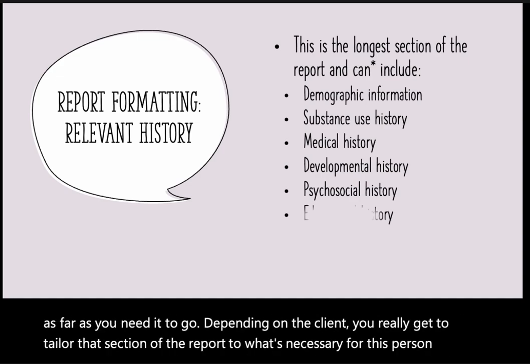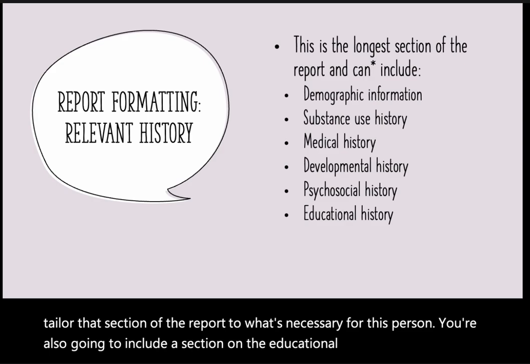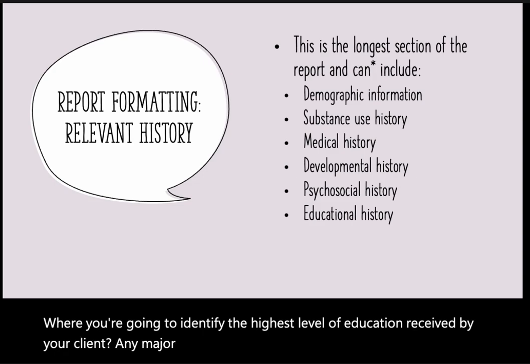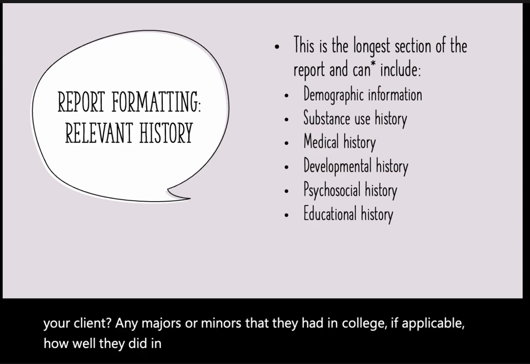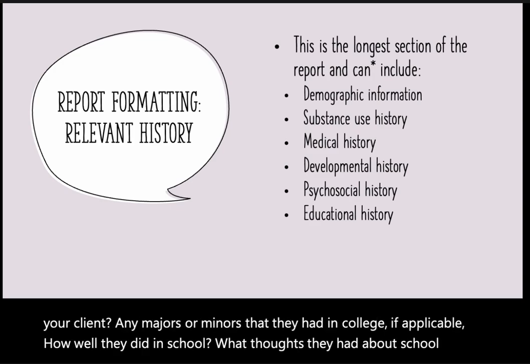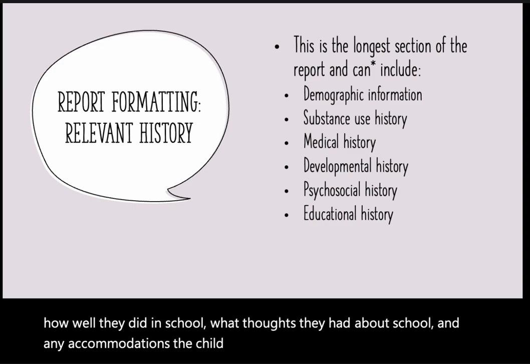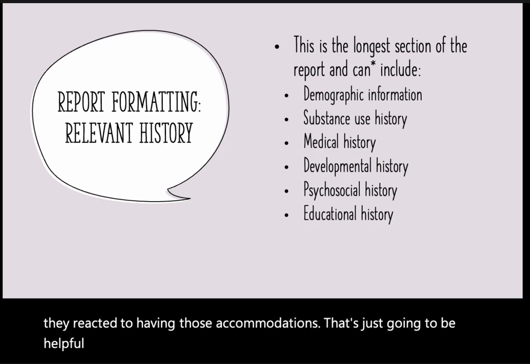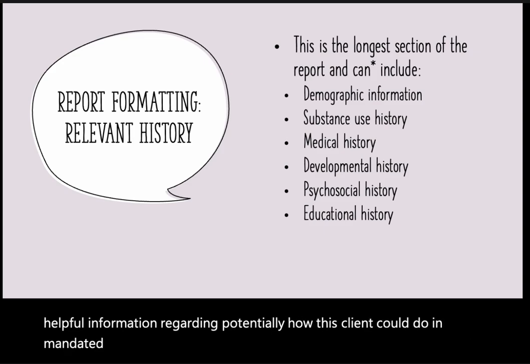You're also going to include a section on the educational history where you're going to identify the highest level of education received by your client, any majors or minors that they had in college if applicable, how well they did in school, what thoughts they had about school, and any accommodations the individual received while in school and how they reacted to having those accommodations. That's just going to be helpful information regarding potentially how this client could do in mandated treatment if necessary.